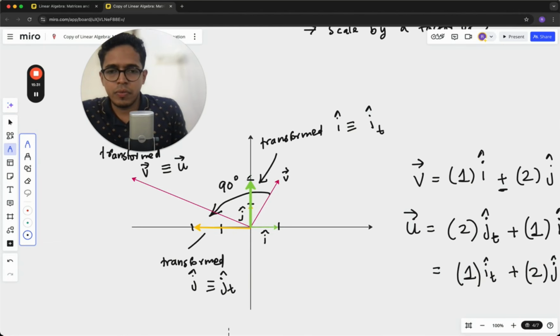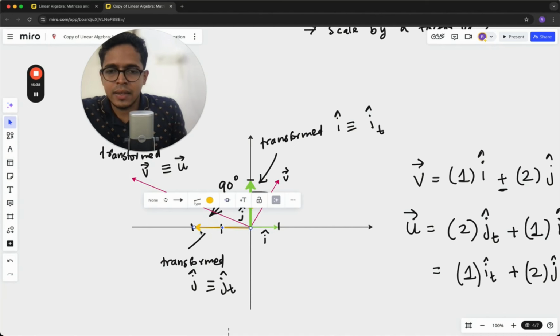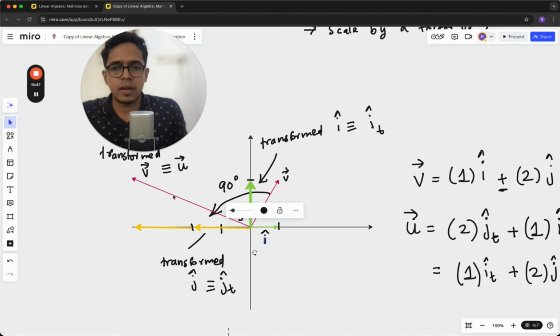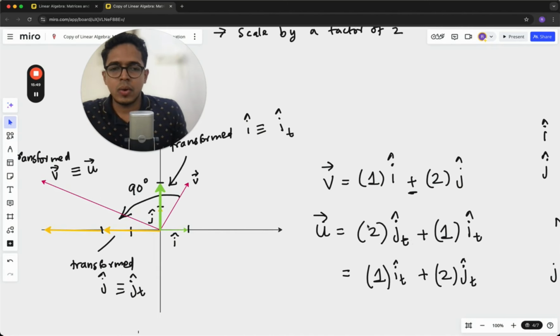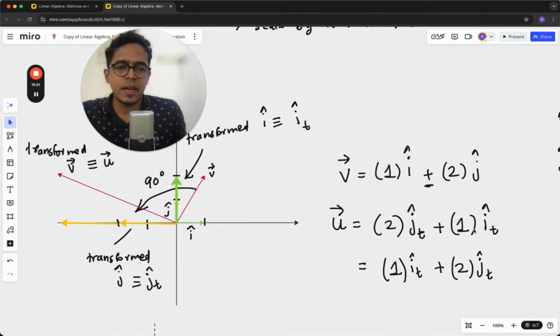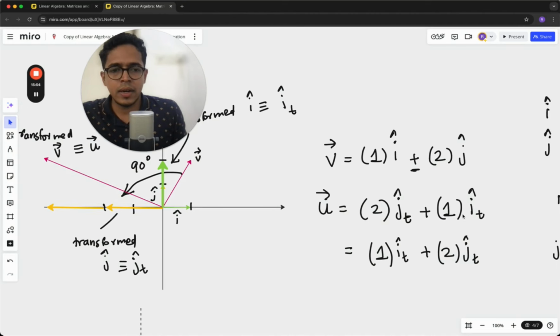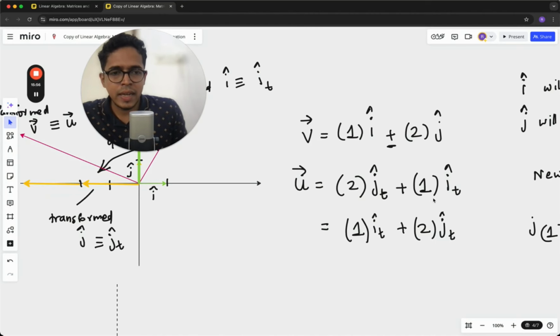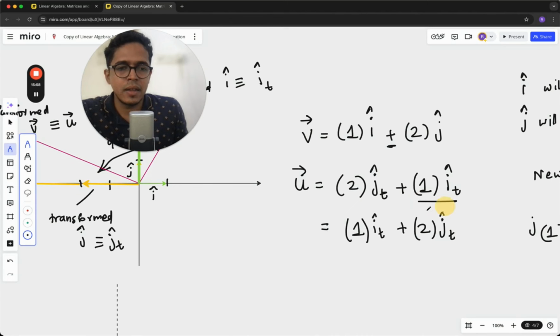This one you saw visually, because you can see that this red vector, which is the transformation, is 2 times this guy. I need the yellow vector 2 times, and I need the green vector once, this green vector. If I add this plus this, I can get the transformed v. That is how I wrote it as 2 times j transformed plus 1 times i transformed. And then I flipped the order, so that 1 times i transformed comes in the beginning and 2 times j transformed is written second.